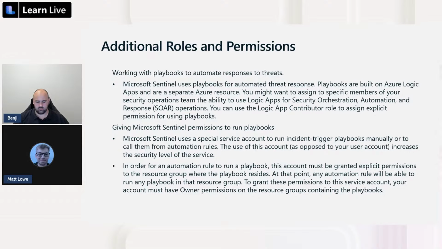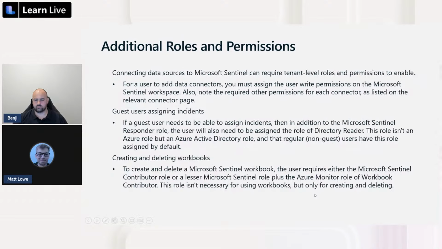Additionally, if you're using the automation rules, that's going to use the automation contributor role. In this case, Microsoft Sentinel is going to be using a service account rather than an identity account. So that role in particular is going to be assigned to the service account that Microsoft Sentinel is going to be using for automation. The service is actually the one getting that RBAC permission assigned to it. So a little bit of a distinction there, something important to note.